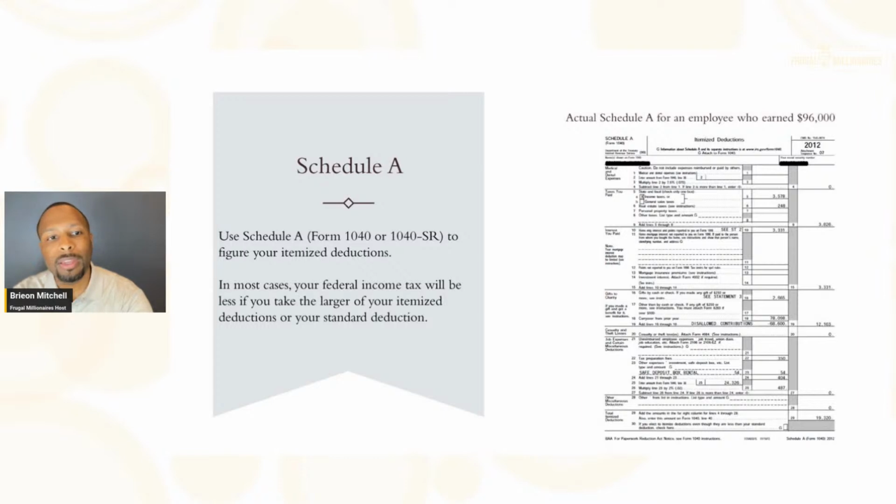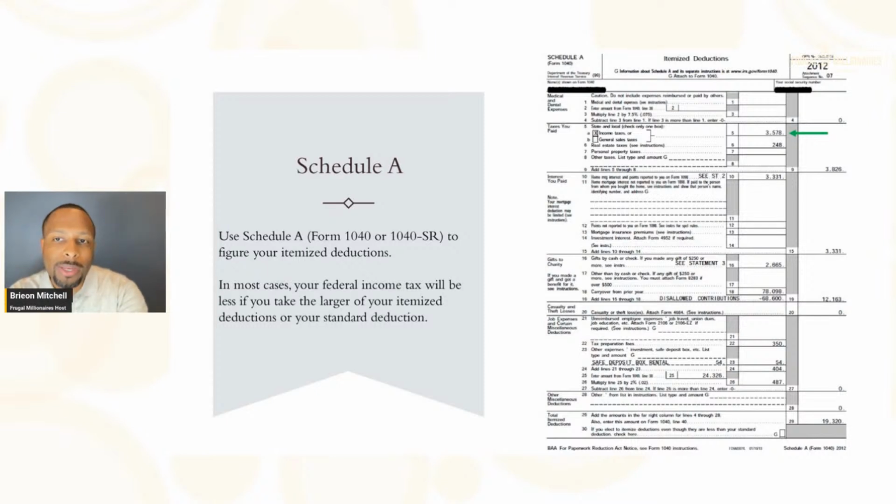When we look at the individual's Schedule A, we know that the Schedule A is used exactly for that purpose. It's used to figure or to report those itemized deductions. Now, in most cases, your federal income tax will be lowered if you take whichever is larger, your itemized deduction or the standard deduction. In this case, the itemized deduction was more beneficial because it was larger for this individual tax return.